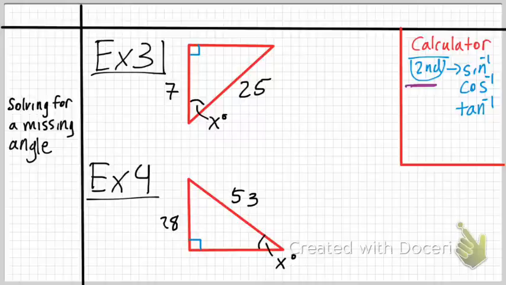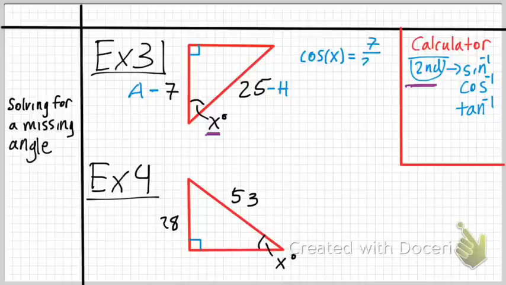All right, so I'm looking for some missing angle value here. Well, we're going to also use another trigonometric ratio to solve for this. So let's see which one we want to use. So I have my adjacent piece here, and I have my hypotenuse here. Oh, okay, so I'll use my cosine. So I've got cosine of x is equal to the adjacent over the hypotenuse. So that's going to be 7 over 25.